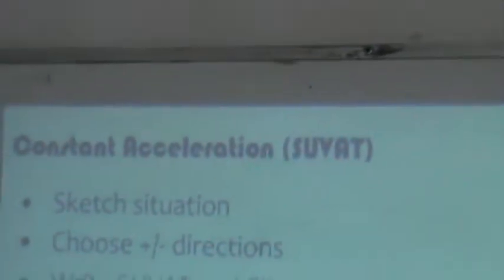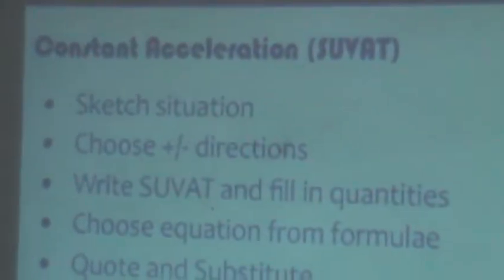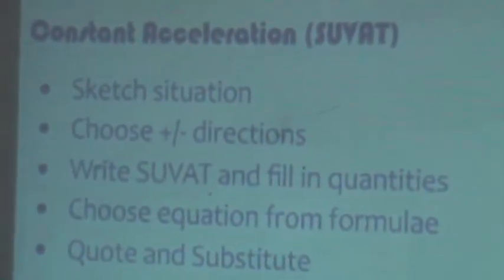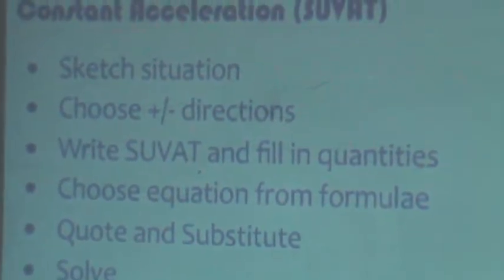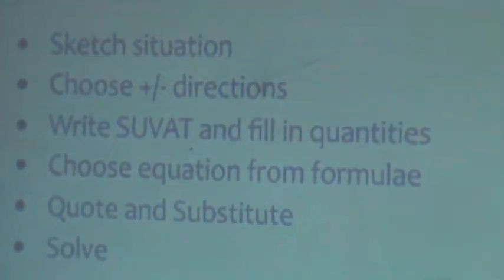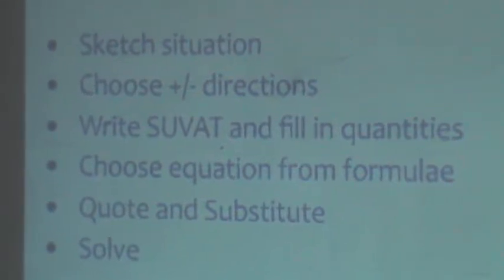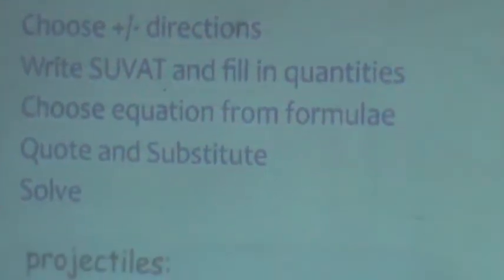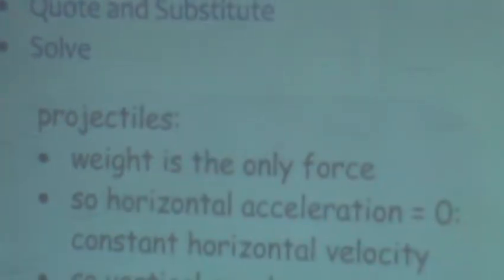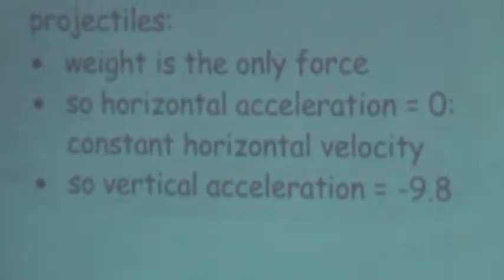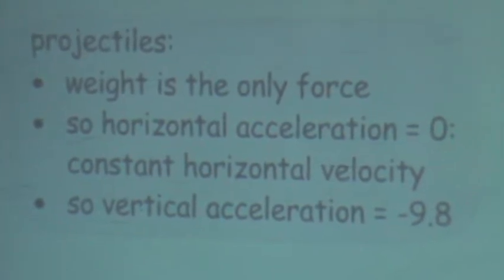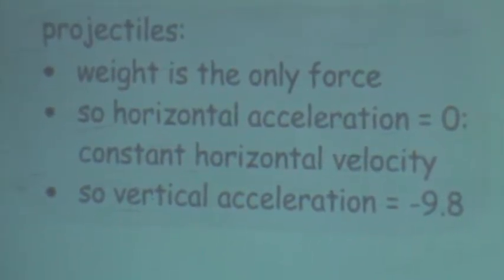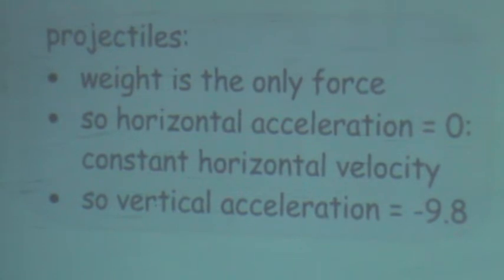is its weight. So that means horizontally there's no force acting, so we have no acceleration, but vertically we have all the force acting, and it's just weight, so the acceleration is the gravitational constant, which is usually 9.8, but when we're thinking of travelling upwards, it's going to be negative 9.8. There are also some exam questions which use a different number, so you have to read carefully.